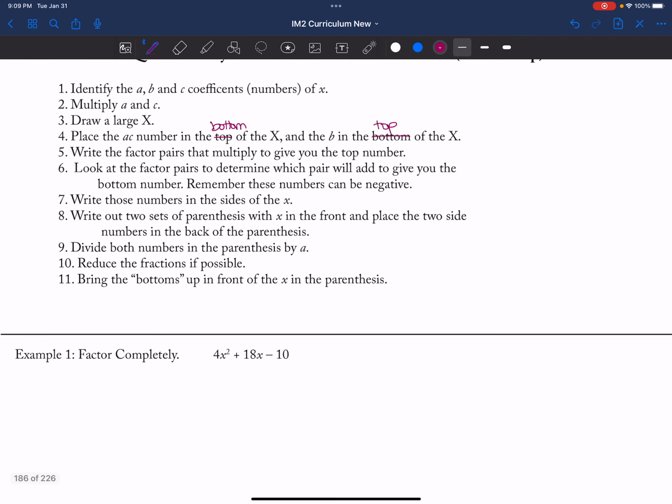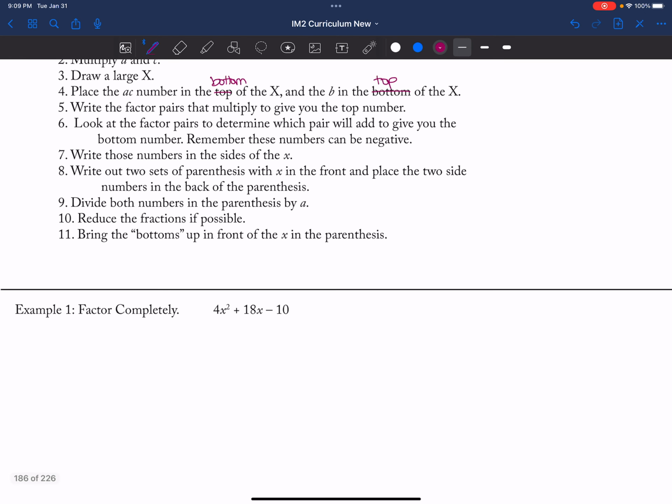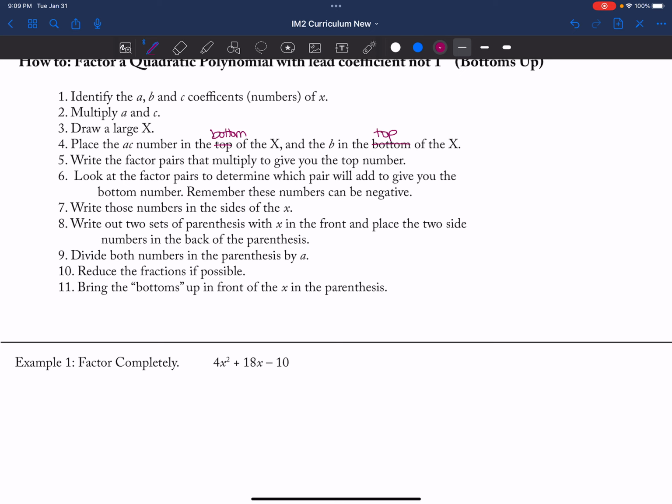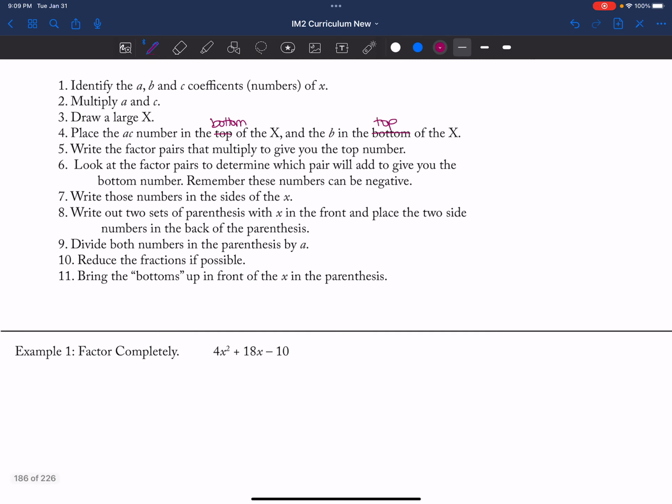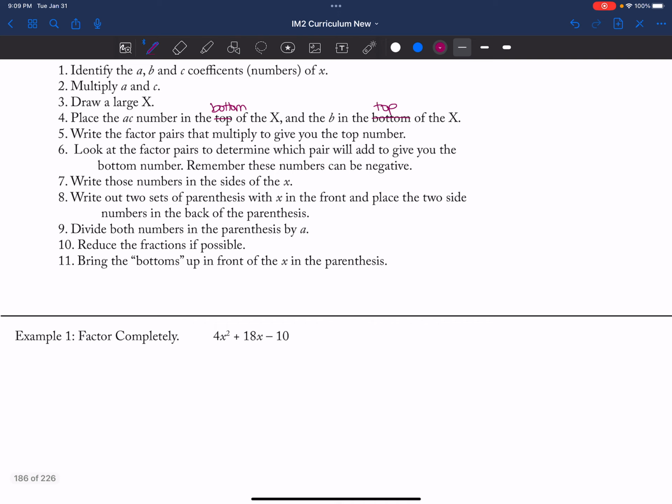So I switched the terms. If you notice, in step 4, I switched A times C to be the number on the bottom and B to be the number on the top. That is consistent with what we did yesterday, in the previous lesson. Once you guys have a good grasp of factoring, I will revisit this and show you how your teacher next year wants you to do it. But for right now, it's really important for me to get you guys to master factoring.